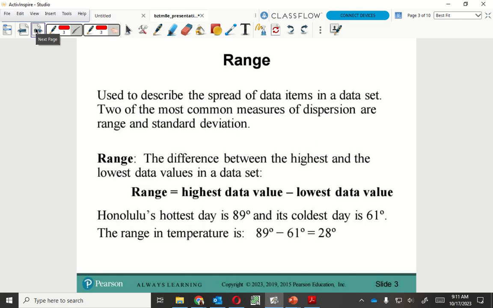Range. Range is a vocabulary word, used to describe the spread of data in a data set. Two of the most common measures of dispersion are range and standard deviation. Range is the difference between the highest and the lowest data values in the data set. Highest minus lowest. It's that easy. That's the range.